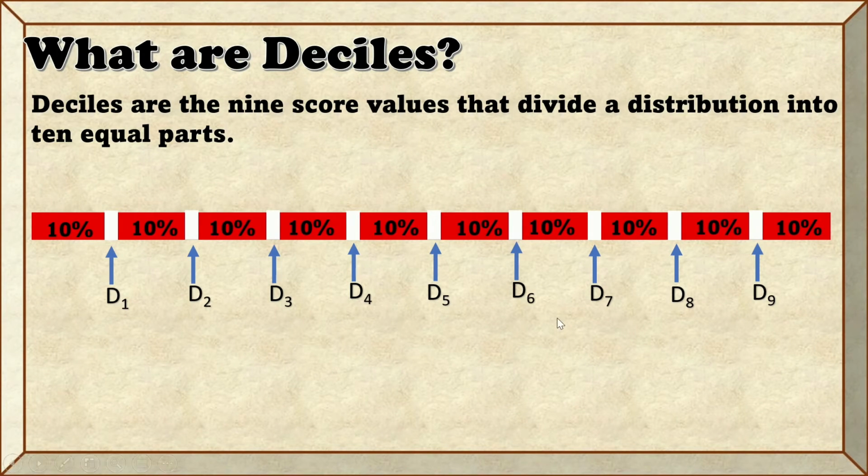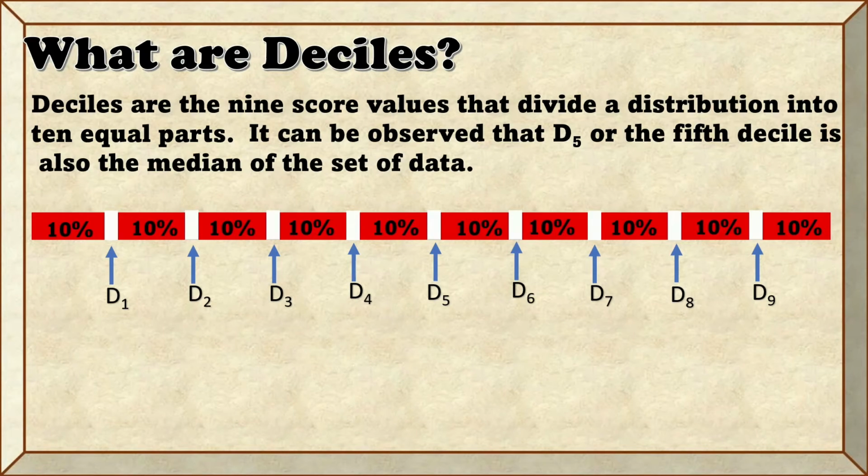The first decile, which is a point, has 10% of the observations below it. The second decile, which is a point, has 20% of the observations below it, and so on. It can be observed that D sub 5 or the fifth decile is also the median or the second quartile of the set of data. Deciles can be computed in the same way as quartiles are.